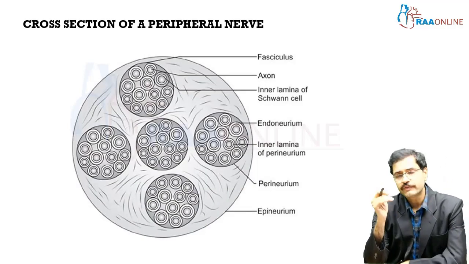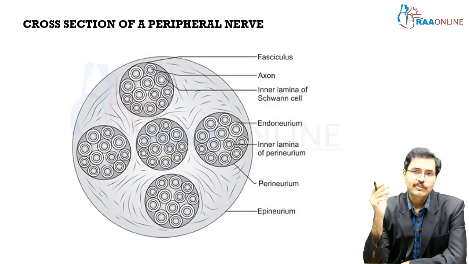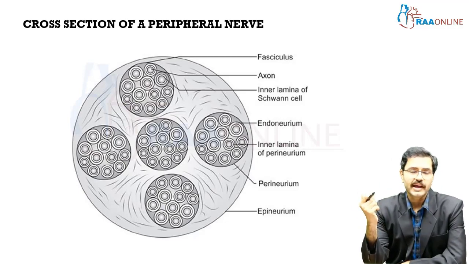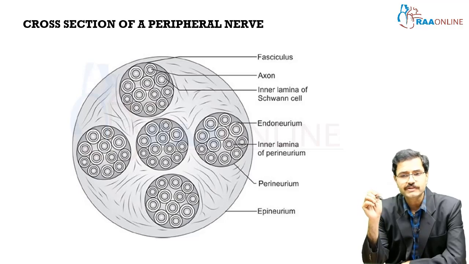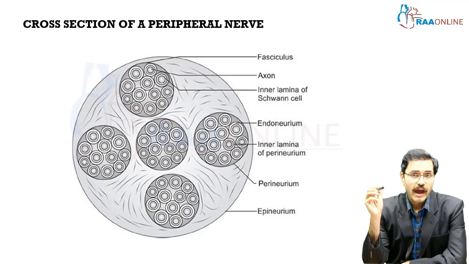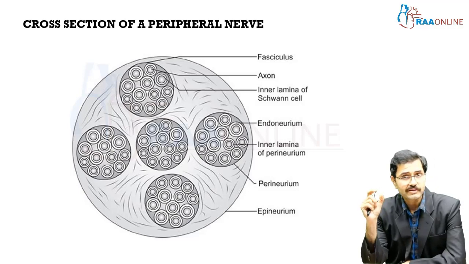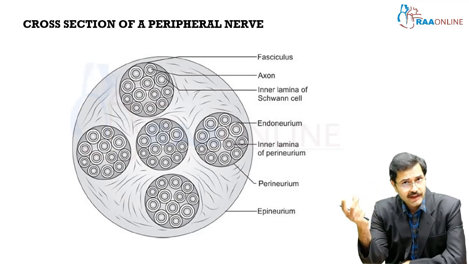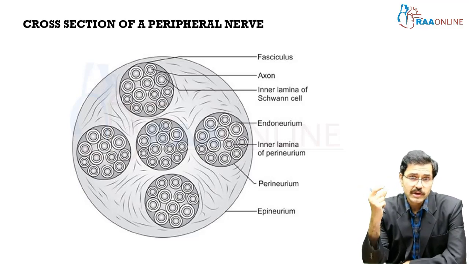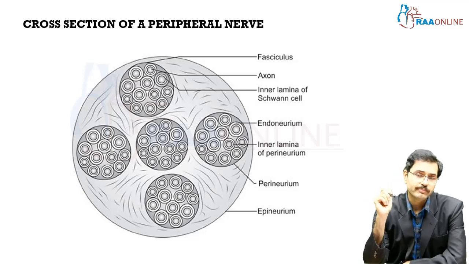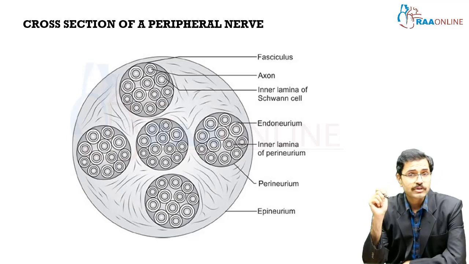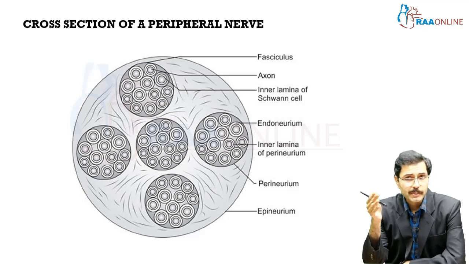If you cut a peripheral nerve, like how you would cut an onion, what you see on the cut surface is that it has an outer lining, which is called an epineurium. And within the peripheral nerve itself, you have multiple fascicles, each of which is called a fasciculus, and in plural form they are called fasciculi. These fasciculi are covered over by what is called a perineurium. Within the fasciculus are the axons of the nerve fibers, and these are covered over by the endoneurium. And deep to the endoneurium is an inner lamina of Schwann cells.